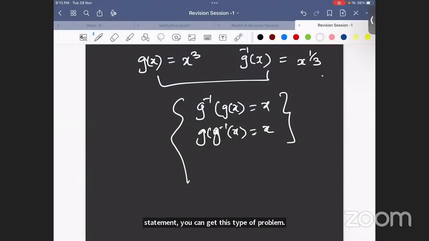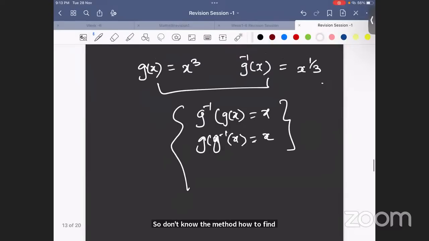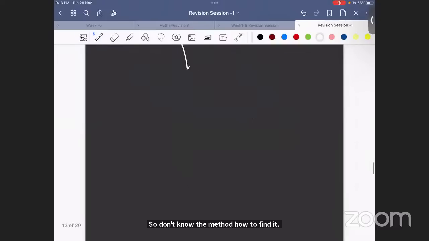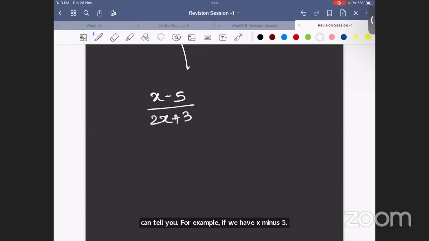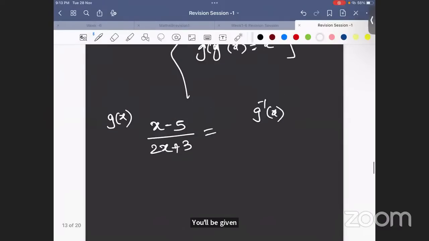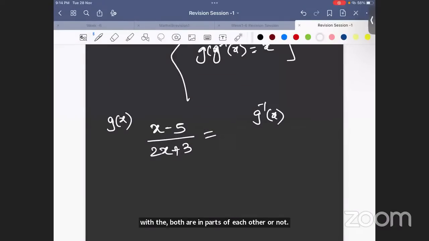Sir, I don't know the method to find it. You don't have to know the method. You just need to know whether you are able to check if these functions are inverse of each other. There is not exactly any method to calculate that I can tell you. For example, if we have x minus 5 upon 2x plus 3, and you have to calculate, you can equate it to y. I don't know whether this has been taught or not, but one thing I can tell you is you will be given g of x and g inverse of x, and then you need to check whether both are inverse of each other or not. There won't be any problem where you'll be asked to calculate the inverse.